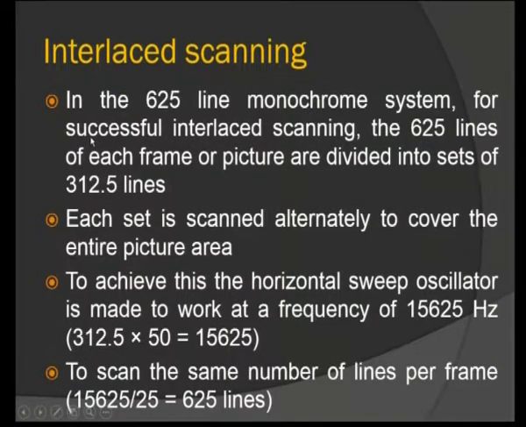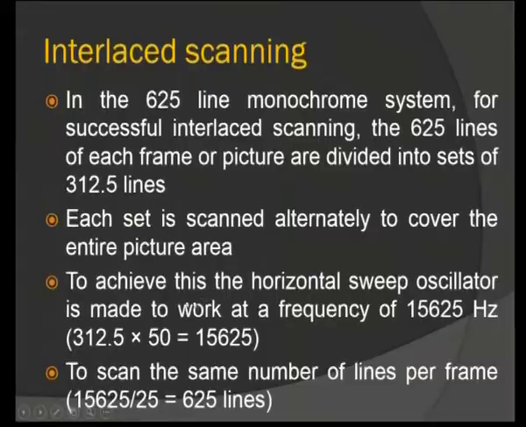In the 625 line monochrome system, for successful interlaced scanning, the 625 lines of each frame or picture are divided into two sets, that is 312.5 lines each, and each set is scanned alternately as we observed in the picture. And to achieve this horizontal sweep, the oscillator frequency should be known. What would be the oscillator frequency?